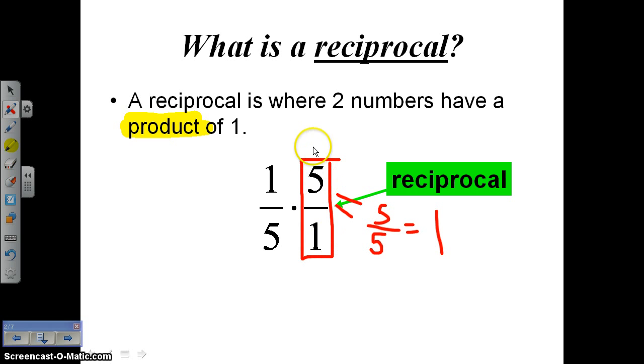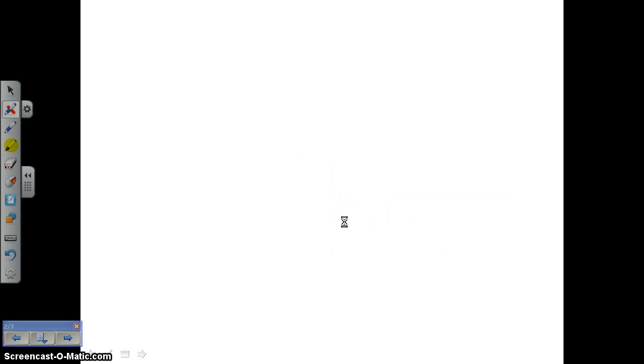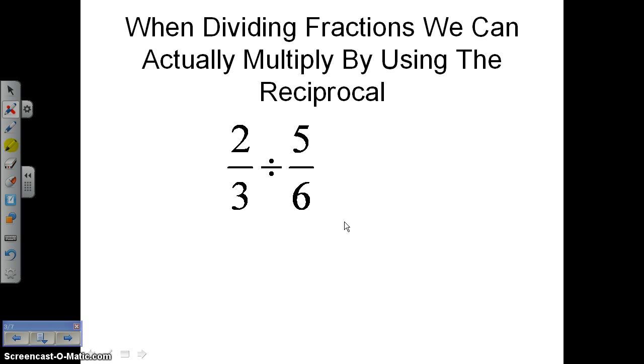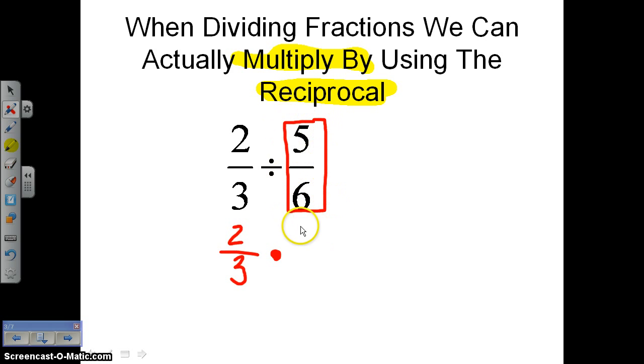We need to know that today because this is what's going to allow us to change these division problems into multiplication problems. Let's take a look at one. When dividing fractions, we can actually multiply by the reciprocal. Here's what I mean. If I have 2/3 divided by 5/6, I'm going to write down 2/3. I am going to change division into multiplication. And then I'm going to multiply by using the reciprocal of the fraction after the sign. In this case, it's 5/6, so the reciprocal would be 6 over 5. I just flipped it.